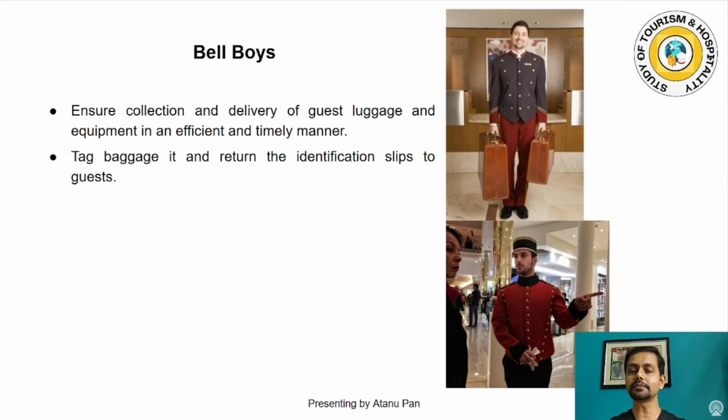It will be easy for the bellboys to deliver also. Looking at the guest name and the room number, the bellboy will deliver, and the guest can receive the luggage by looking at the counterpart.